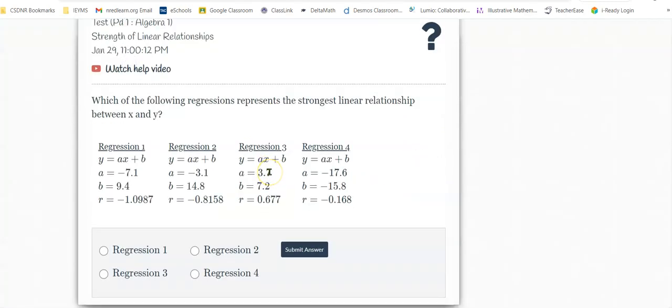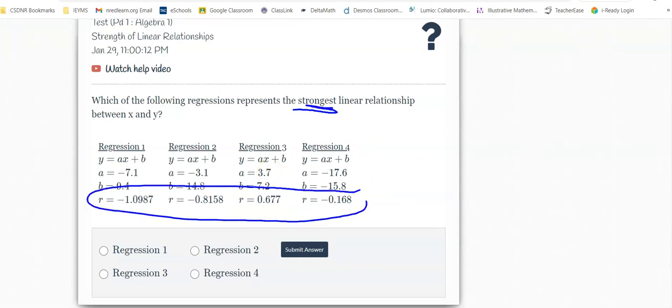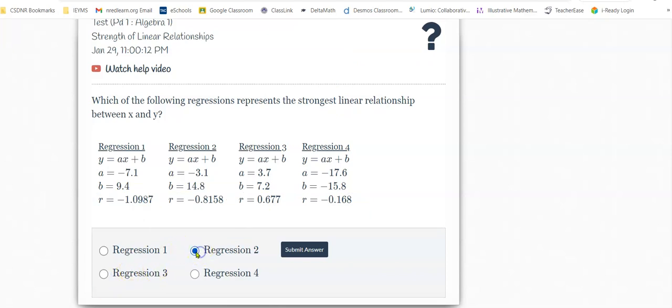So again, when we're looking for a strong relationship, we're looking for one of these numbers that is closest to 1. Now you can't go over 1, so this is automatically out. So what we're looking for here, we don't know if it's positive or negative because it doesn't tell us. It just says which one is the strongest. Well, which one is closer to a value of 1? This one. -0.8 is closer to -1 than this is to +1. So regression equation 2 is going to be the winner.